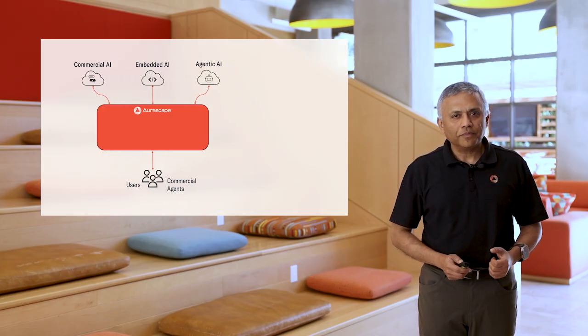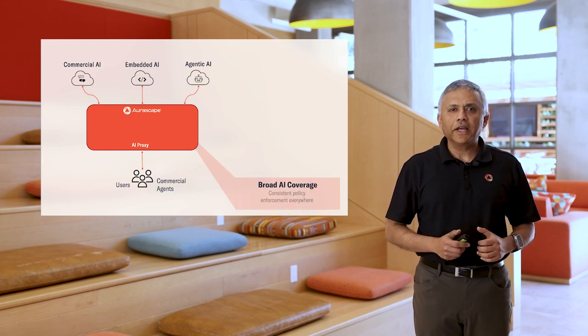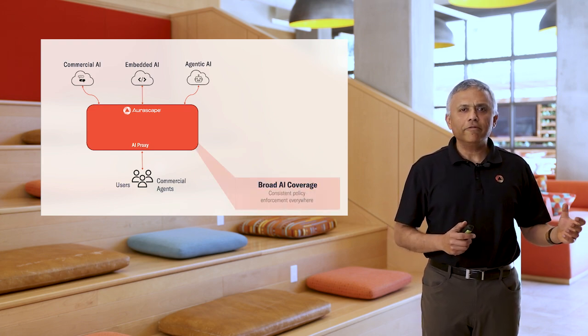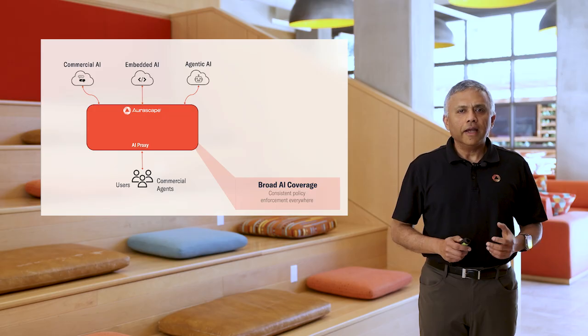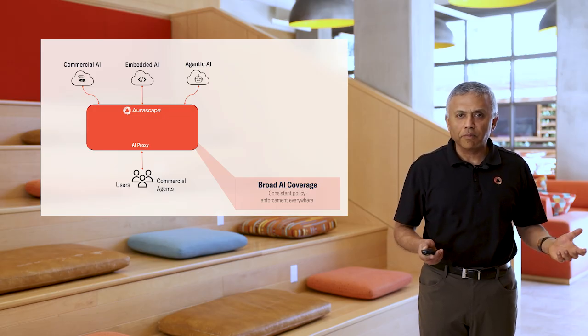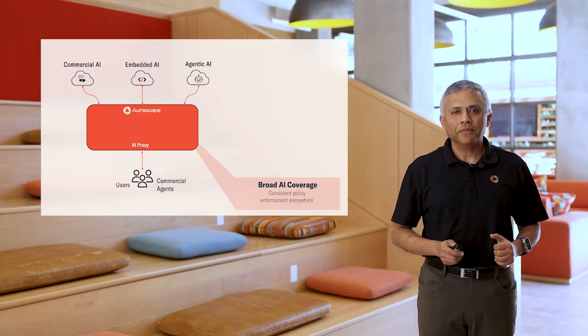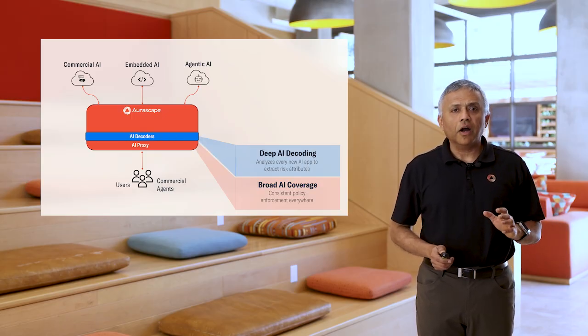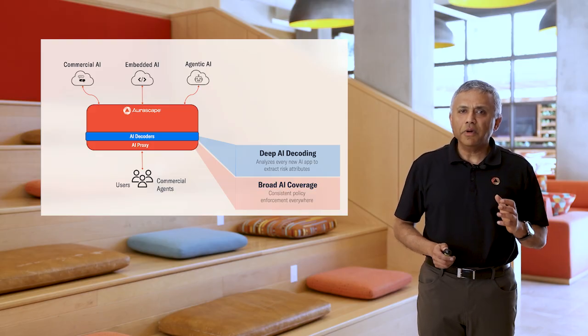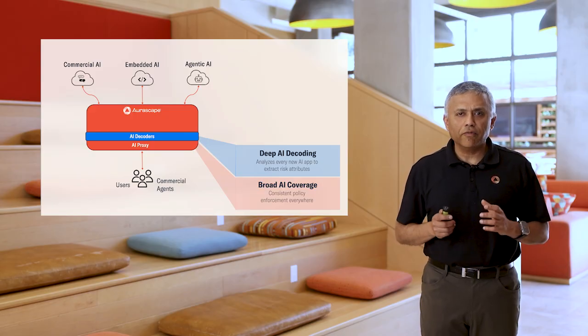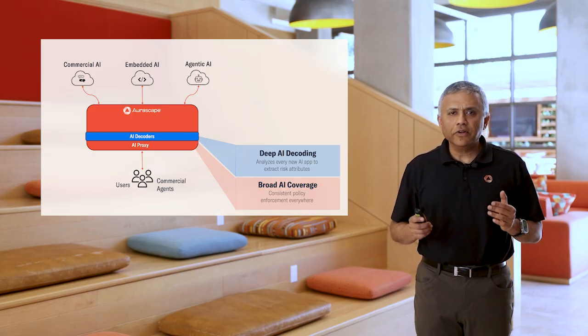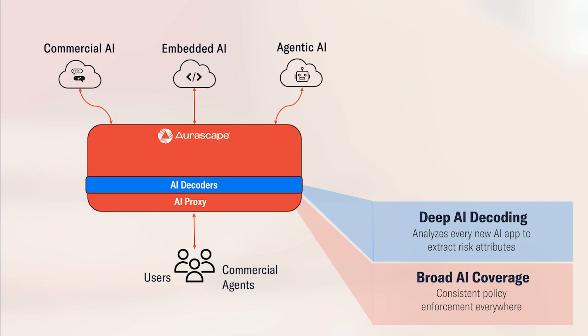Let's start with coverage. We deliver broad AI application and agent coverage across every form factor your employees use: browsers, CLI tools, desktop clients, with consistent policy enforcement everywhere. It doesn't matter how an application or agent is accessed or deployed, you see it and you govern it. Now, what makes that possible is our deep decode. Every time a new AI app hits the market, our agentic AI automation kicks into full gear and analyzes every risk attribute. We are not playing catch up, we are decoding new apps as fast as they ship.